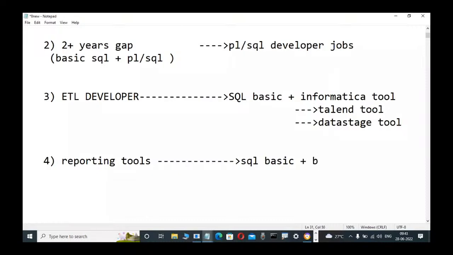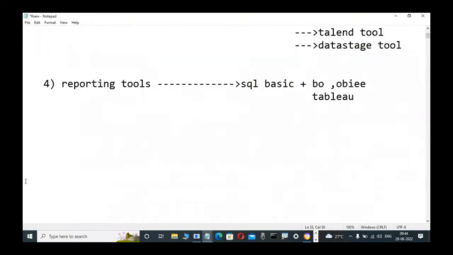In older days, BO was a tool, and OBI is a tool. Nowadays Tableau is a tool, and QlikView is a tool. They learn these tools and get jobs. Maybe your relatives and friends are now learning QlikView and Tableau. These types of reporting tools also let them easily get a job in data warehousing technology.